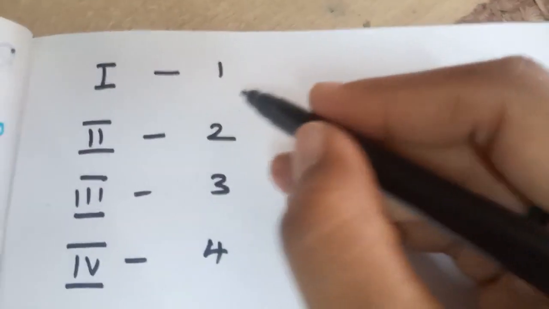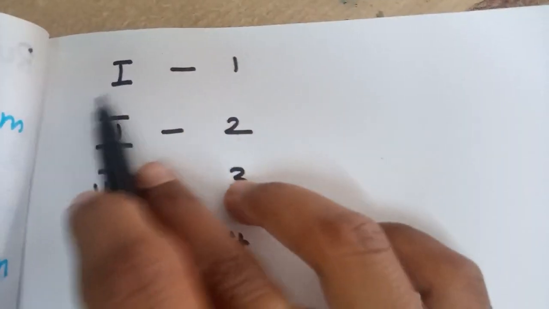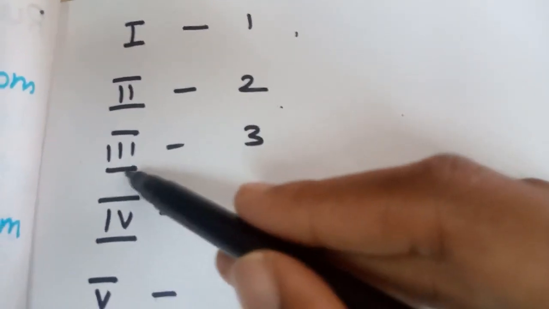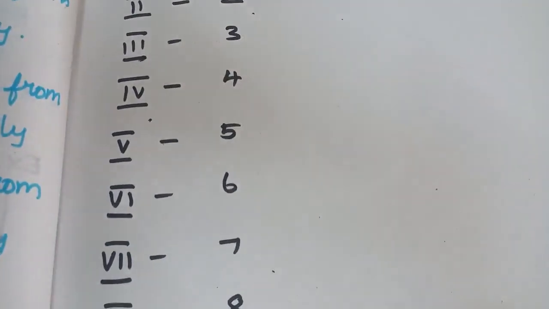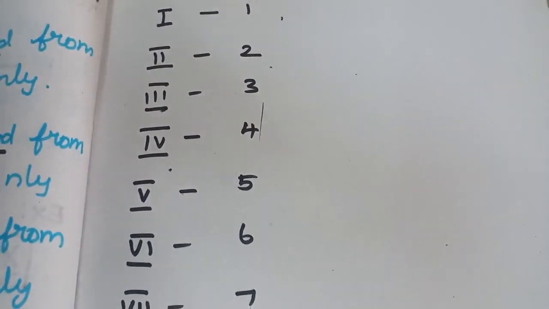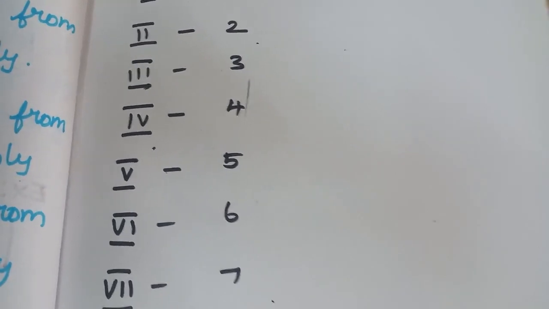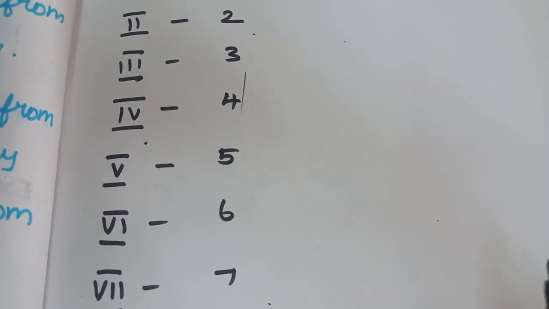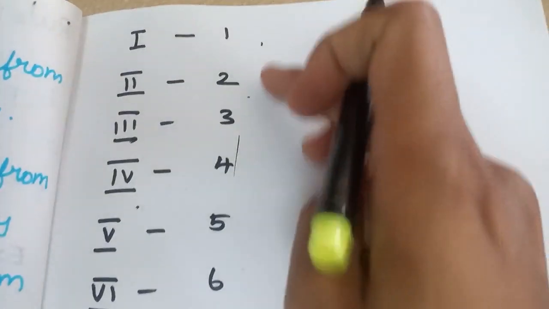So these are the basic numerals: 1, 2, 3, 4, 5, 6, 7, 8, 9, 10. These are the basic Romans. You have to keep this in mind. If you are thorough with these Romans, you can write any Romans for any numbers. This is the basic one. You have to be thorough with this fully.